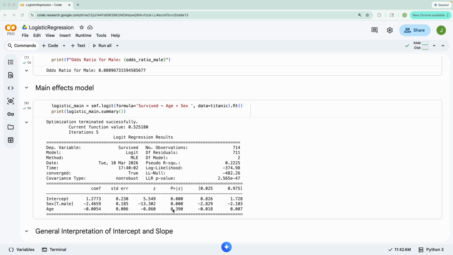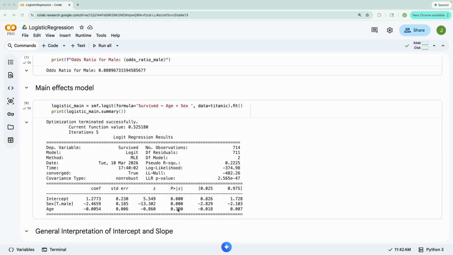Okay. So here, this p-value is 0.39. We'd fail to reject that age does not affect the output. So in effect, we conclude age does not affect the output based on this p-value. And we would conclude that the variable of male or sex does affect survival.